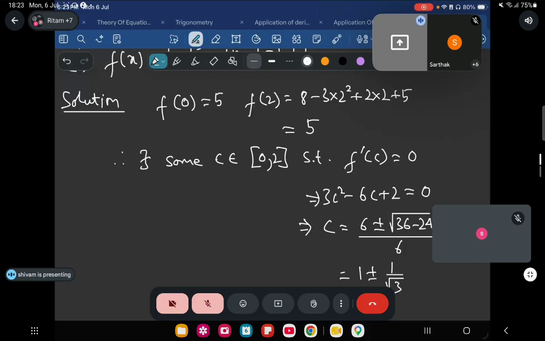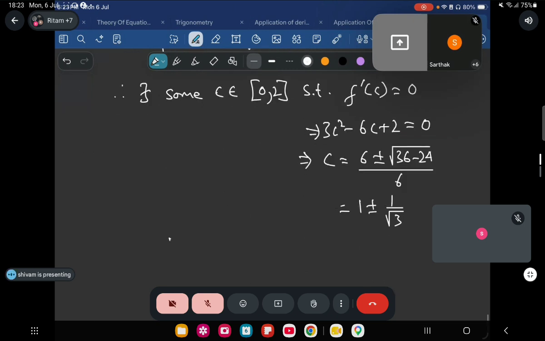Achha. Over here, which one lies between 0 and 2? Sir, both of them. Raktim, you are making some mistake. Both of them lie between 0 and 2, right? Since both 1 plus minus, there are two C of Rolle's belonging to 0, comma 2. So there are two C of Rolle's.